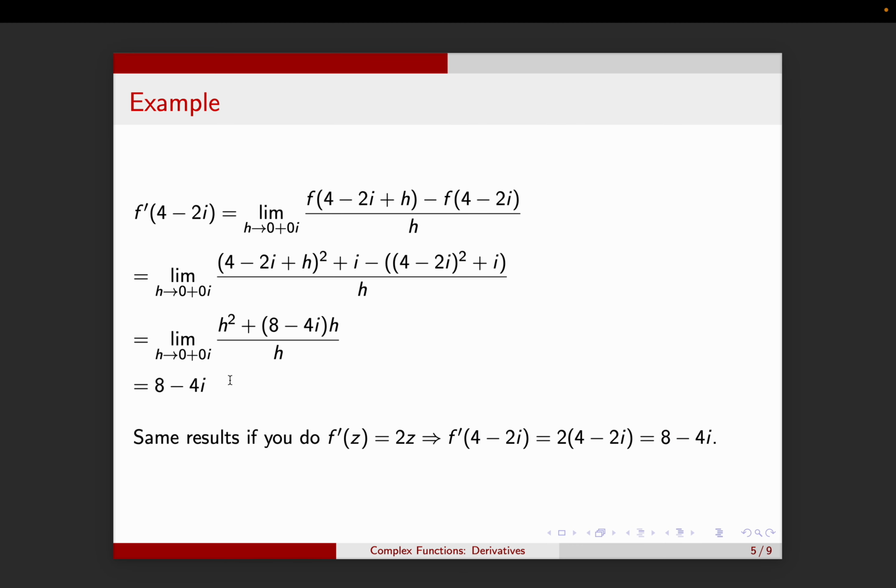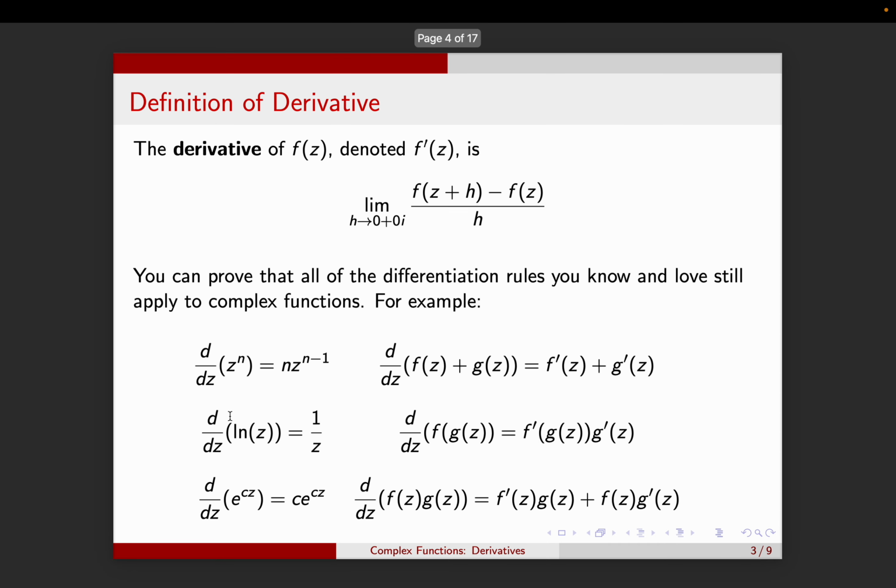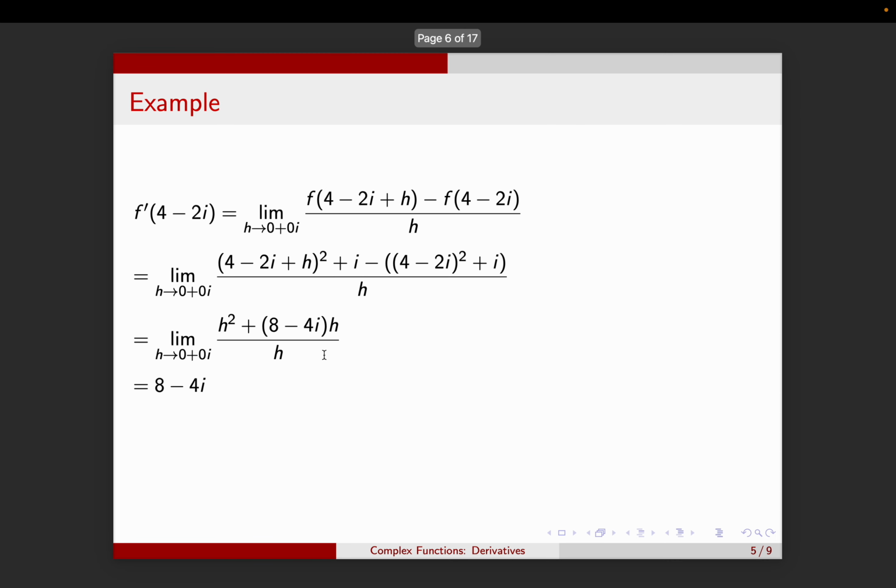So it all works out the way you think it should, whether you use the definition or all these formulas that I kind of glibly wrote down. Now, you do have to prove these from the definition, right? So it's not like these formulas exist independent of this definition, but whatever. It all works out the way you think it should.